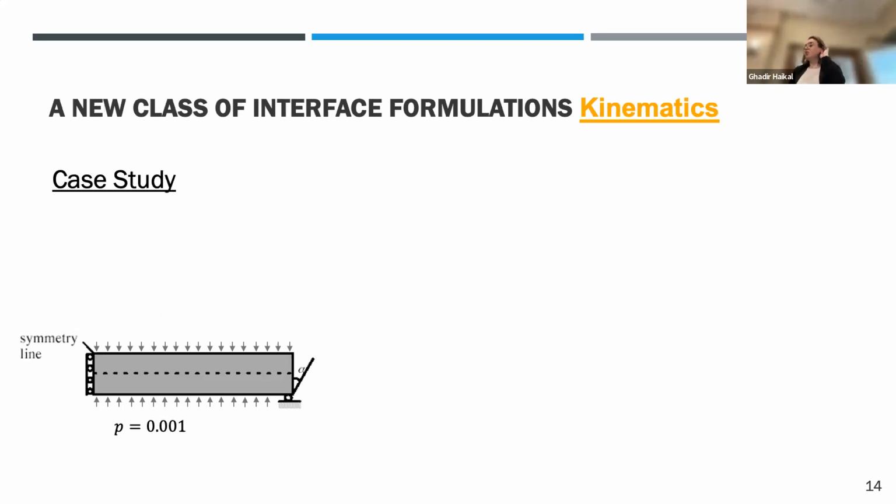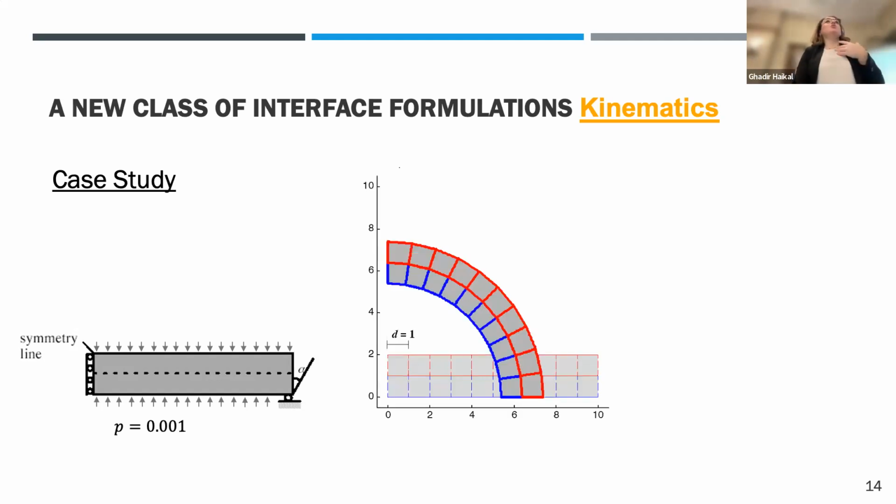First, I'm going to show you how we address the issue of the kinematics, how to enforce these constraints. I'm going to take the simple problem of a beam under pure bending. I'm creating an interface by cutting the beam in half. I'm only showing half the model because I'm using symmetry conditions. And I'm applying pressure on the outer surfaces to make sure that those two surfaces remain in contact. So that's the solution that I expect.